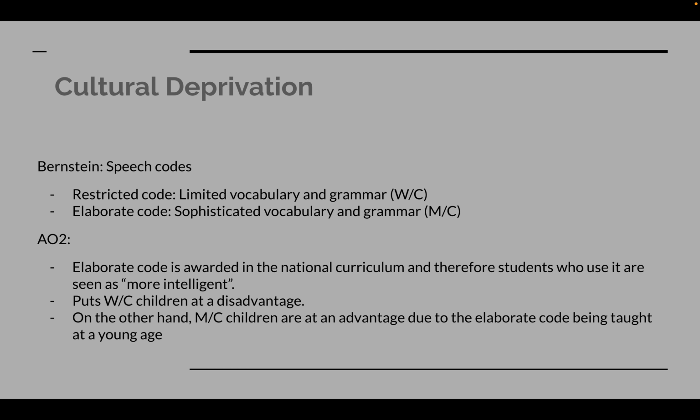So our application of this is that the elaborate code is rewarded in the national curriculum, and therefore students who use it are seen as more intelligent and therefore perform better. This also puts working class children at a disadvantage, as they're not raised on the elaborate code, they are raised on the restricted code. On the other hand, middle class children are at an advantage due to the elaborate code being taught at a young age, aka through their primary socialization.